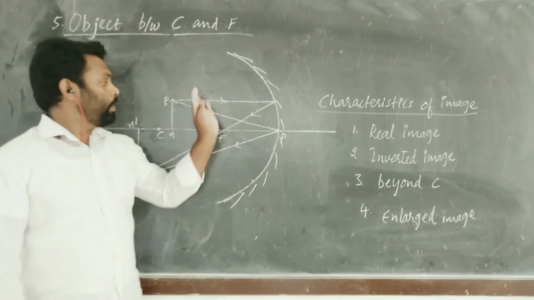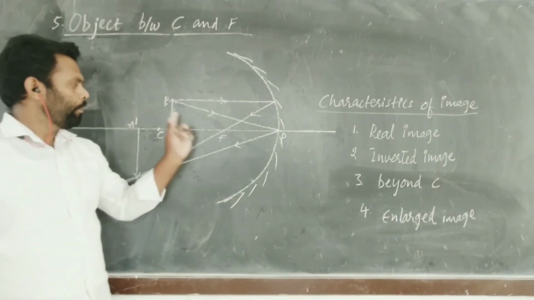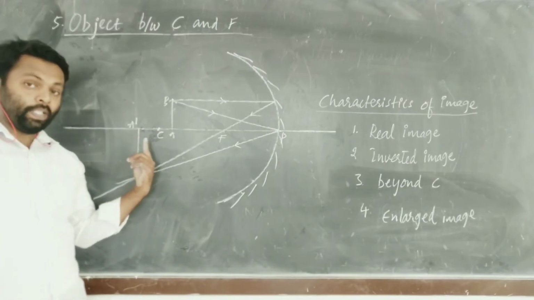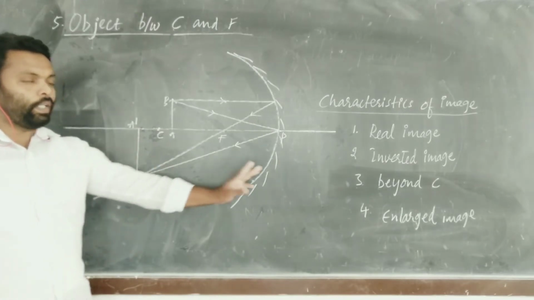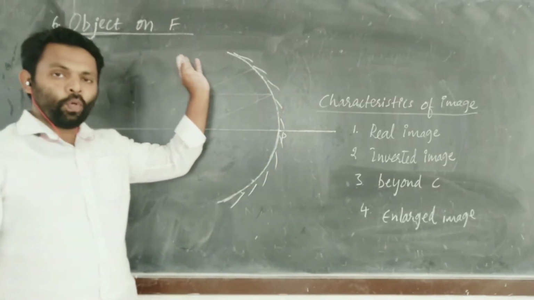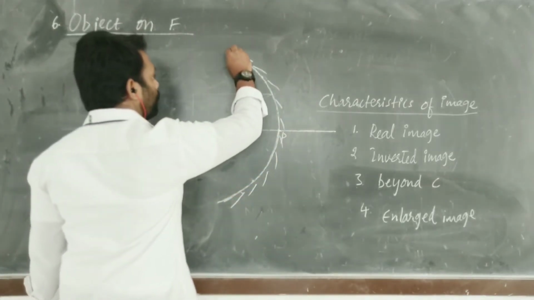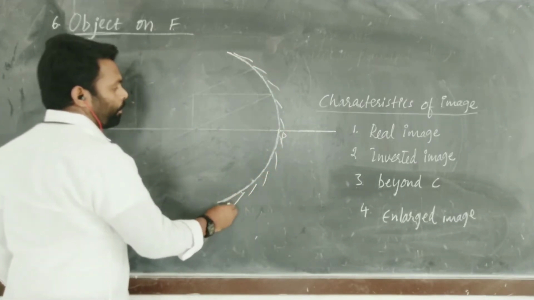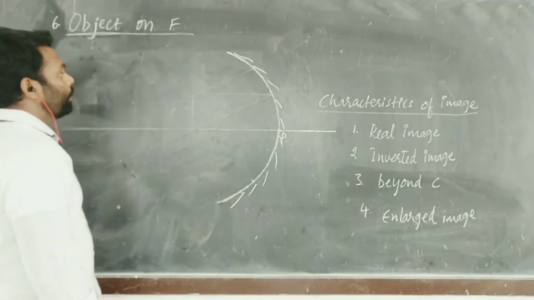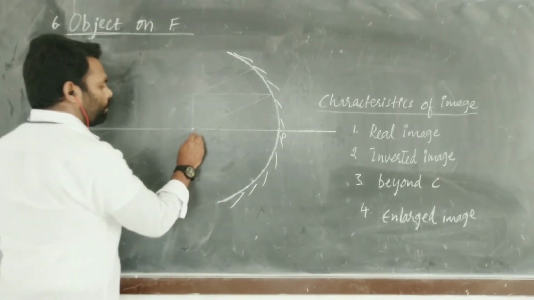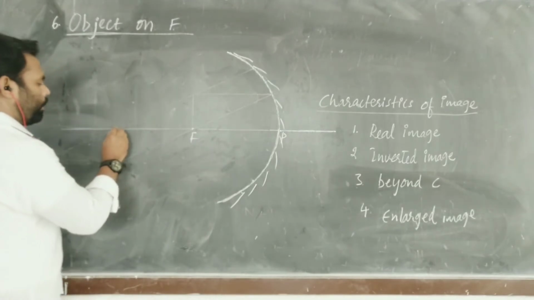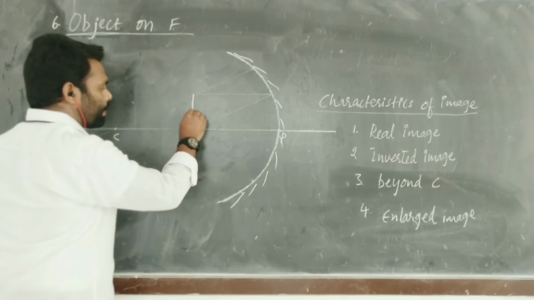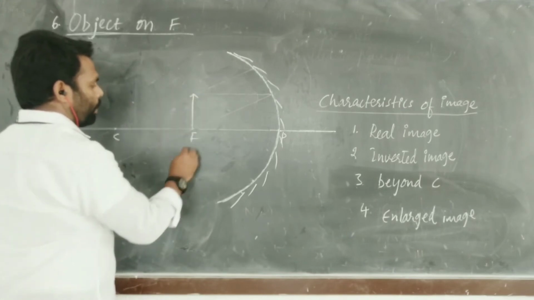So when the object is between center of curvature and focus, the image is beyond the center of curvature, and it is enlarged, that means magnified, and it is real and inverted. Object on focus. Let us take a concave mirror. This is the silver surface, the reflecting surface. Let us take focus and center of curvature. Now the object is on focus.